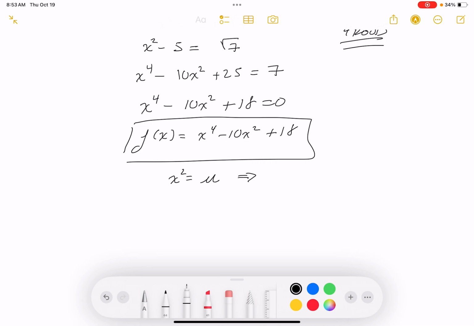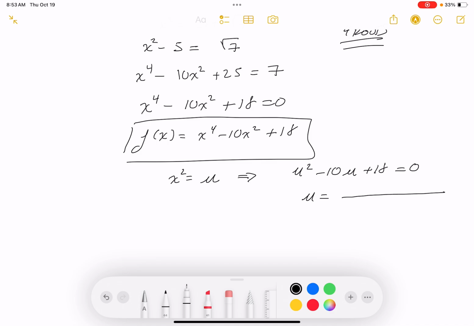And what would you get over here? It's going to be u squared minus 10u plus 18 is equal to 0. We're looking for the roots now. All right, now maybe I could try to factor that, right? Looking at it, 6 and 3 wouldn't give me 10. It would give me 18, by the way, and so would 2 and 9. Quadratic formula.